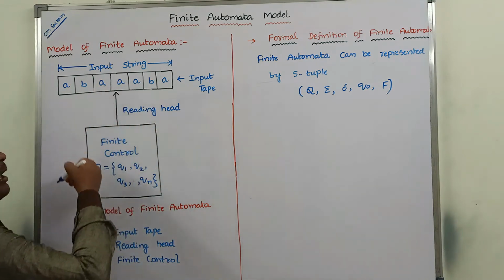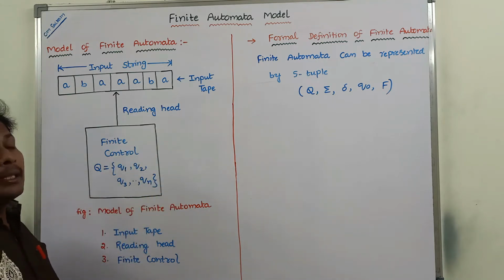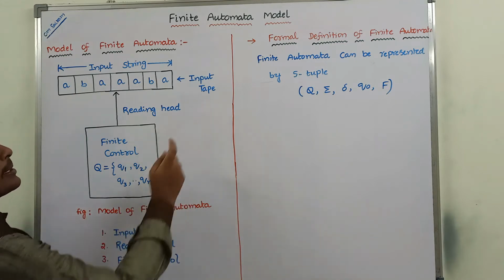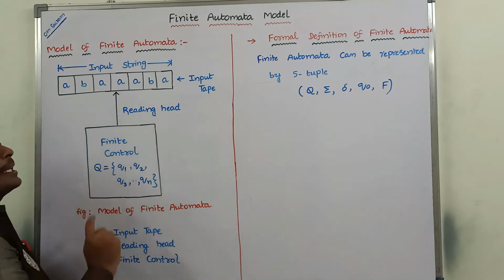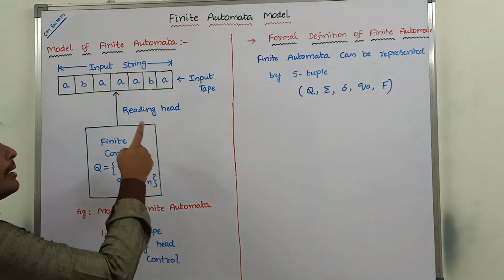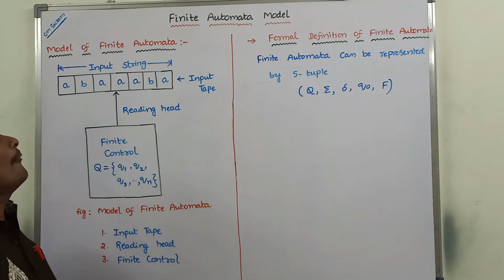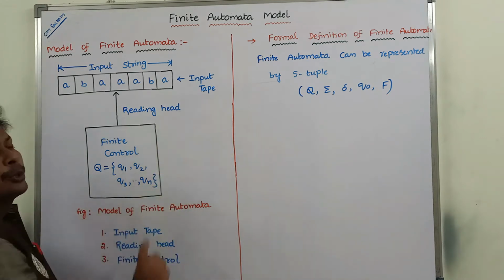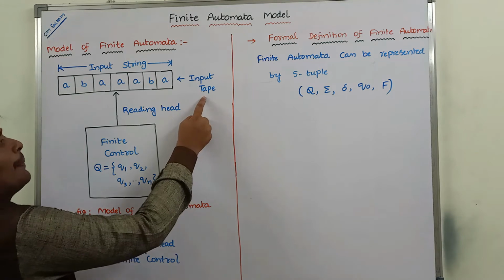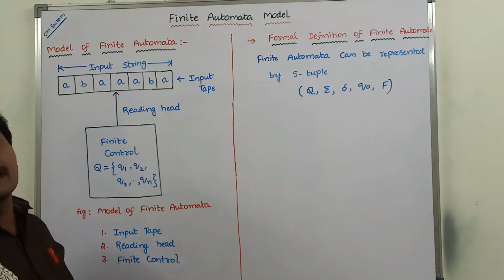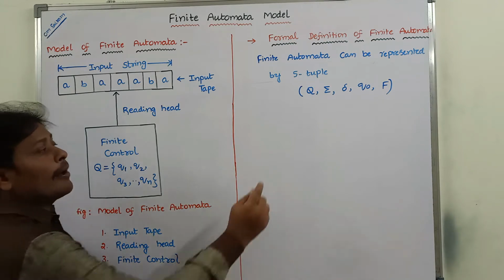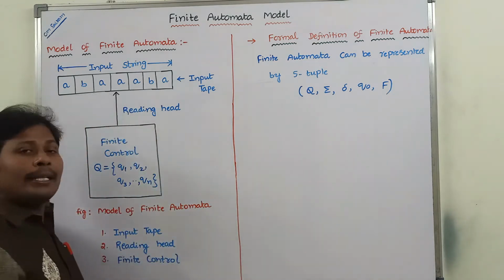So this model of finite automata contains mainly three components. The first one is input tape, second one is reading head, third one is finite control. These are the three main components of the finite automata model. First one is input tape. An input tape contains an input string. That string contains a set of input symbols that are read from input alphabet sigma.